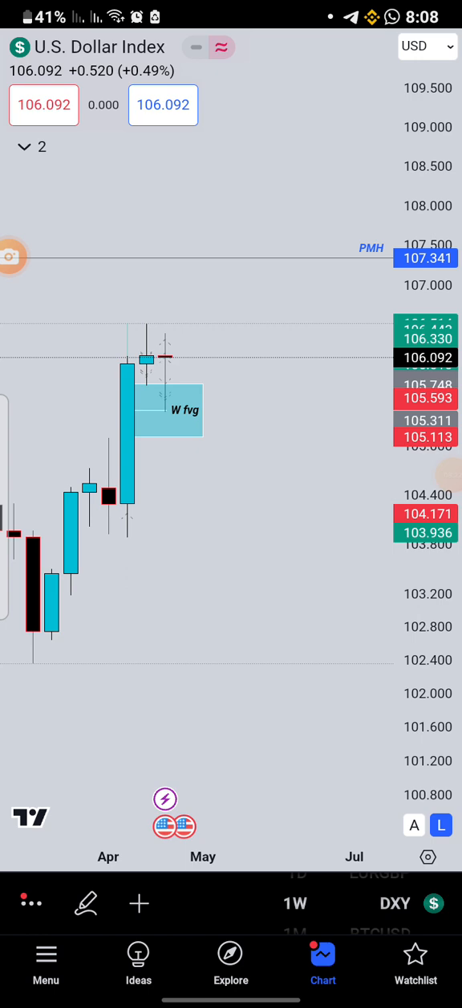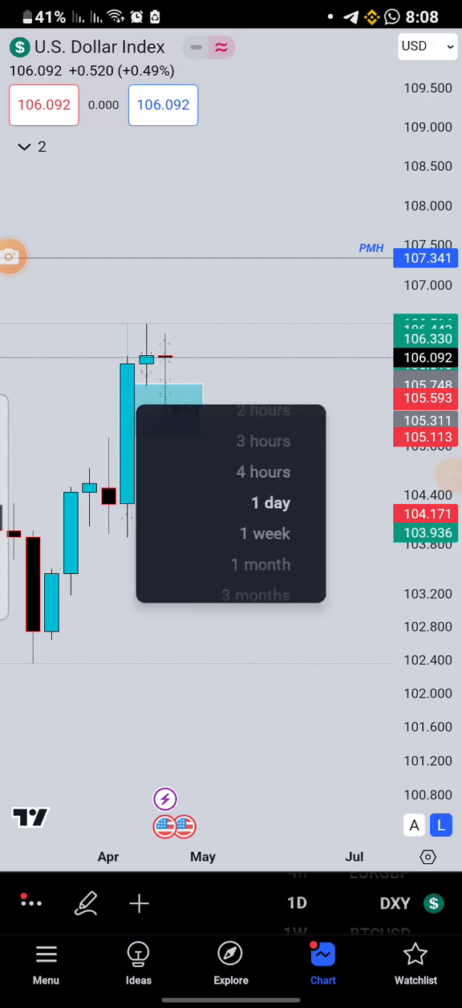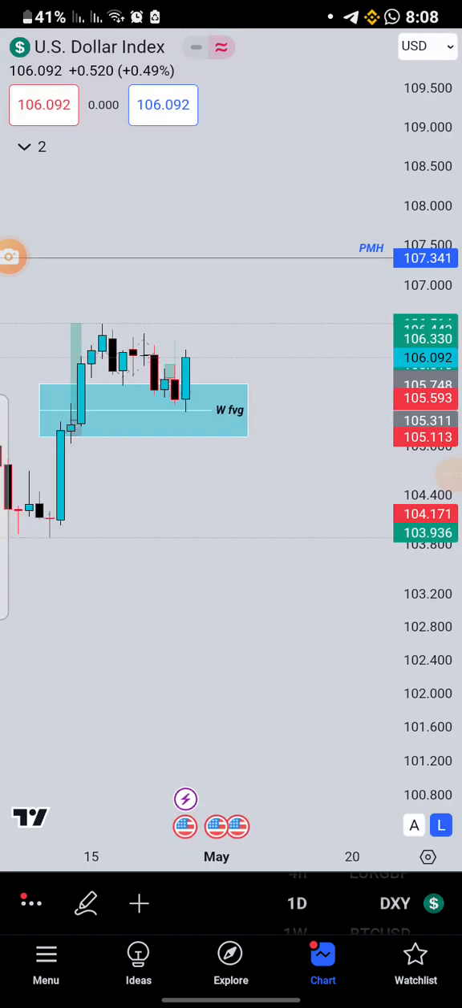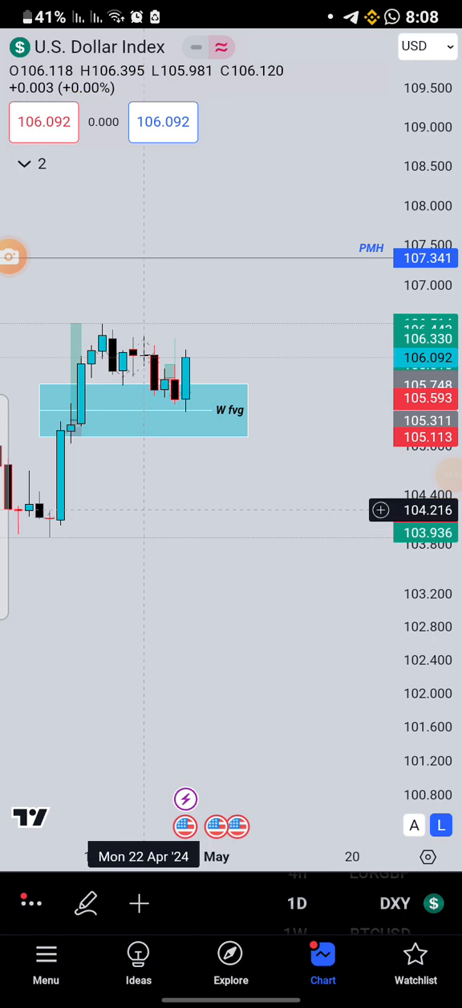So we always have key time frames from which we navigate. If we go from the weekly time frame, we should then go onto the 4-hour time frame. But before the 4-hour, let's go through the daily and see what happened. So we had this weekly open here. On Monday, I shorted.